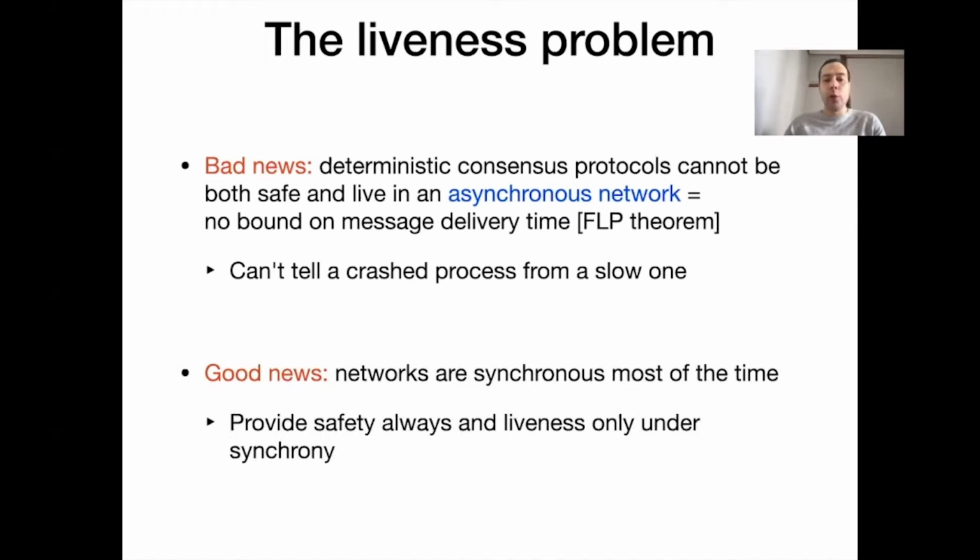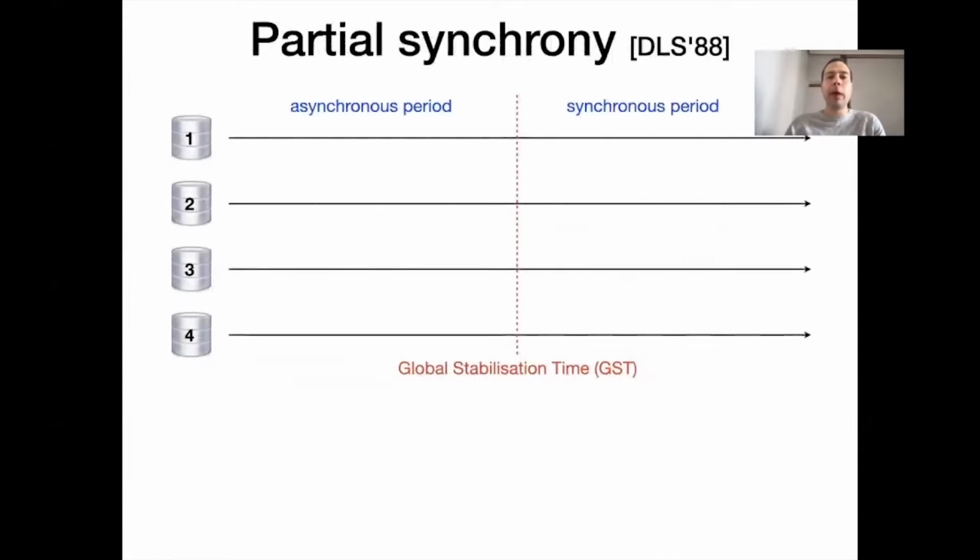Fortunately, there is good news, which is networks are synchronous most of the time. And so the compromise people often settle for is to provide safety always and liveness only under synchrony. And such behavior is formalized by what's called a partial synchrony model. It was proposed in another old paper called DLS. And it's a mathematical model that approximates the behavior of real networks.